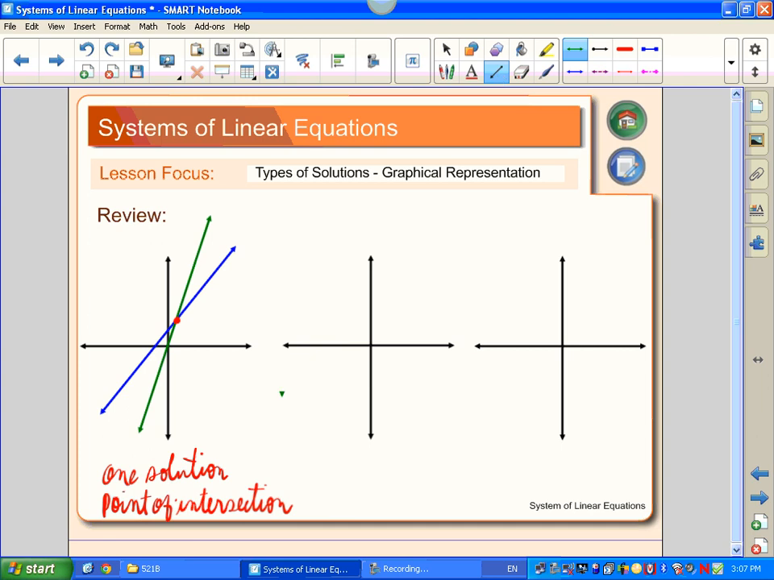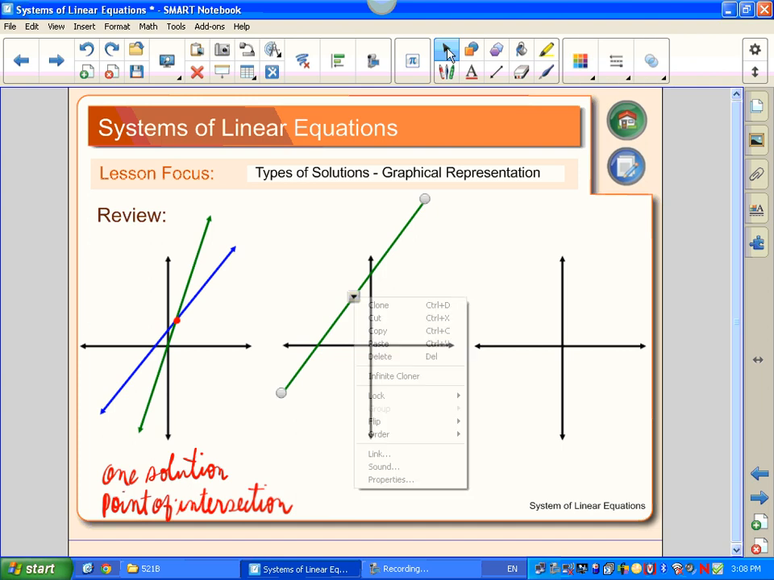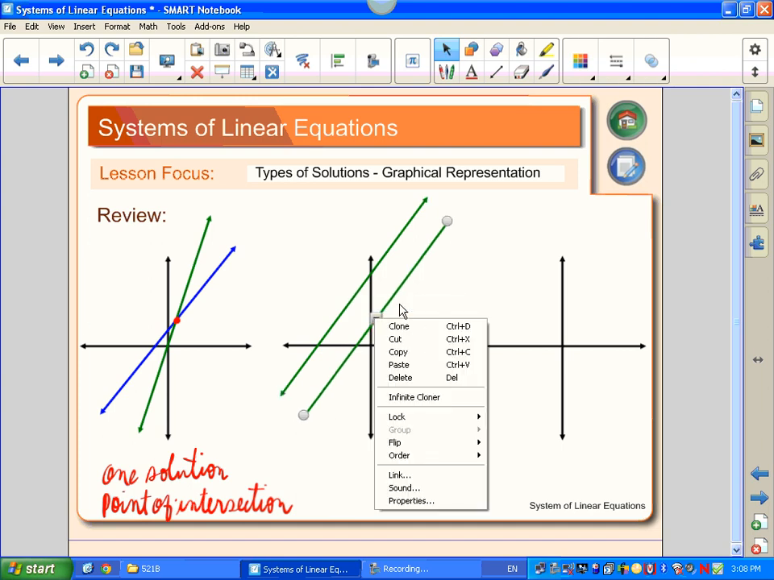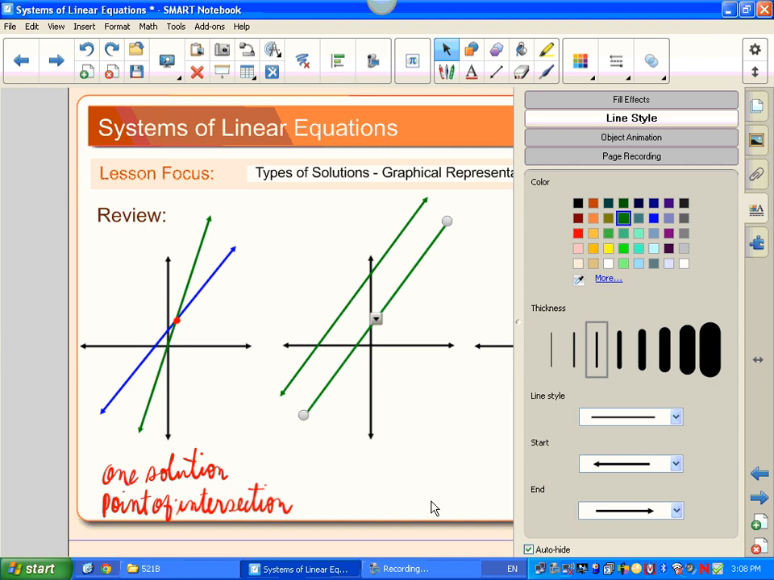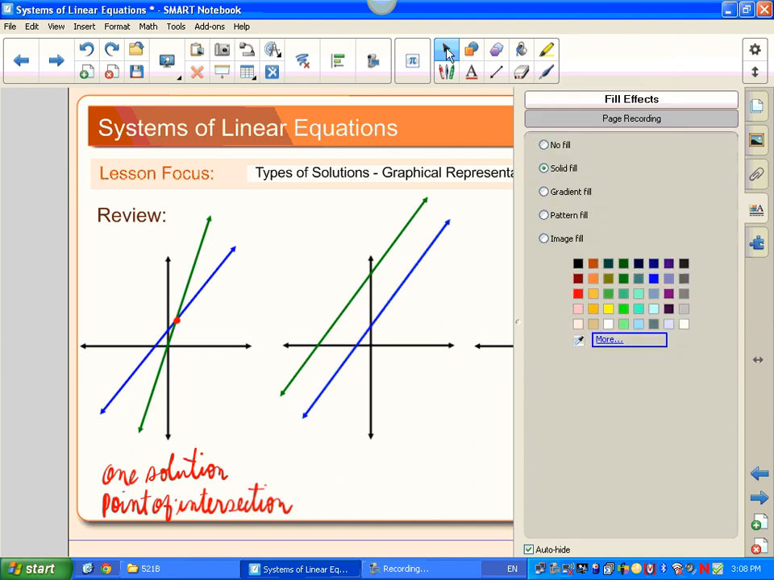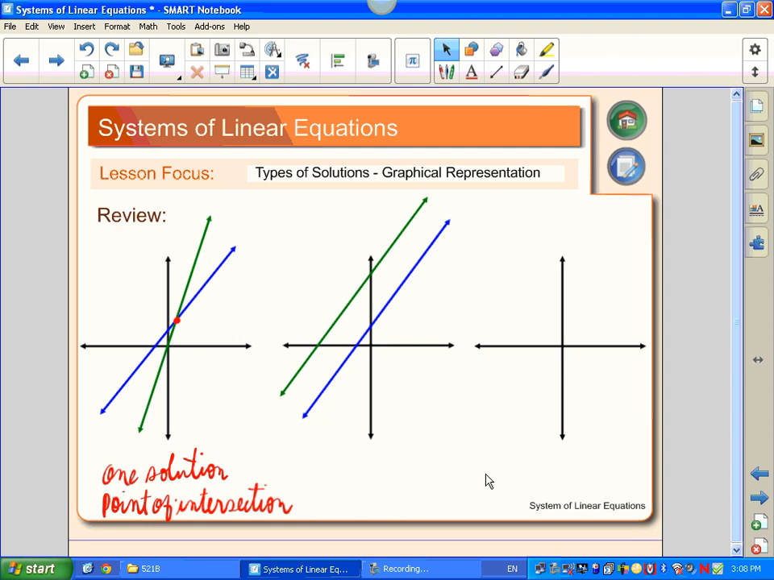Next scenario, a line like this, and I'm really just going to clone this so that I have the exact same line. I'll just color it so you can see it in a different color. In this particular case, we have another special case, and this has no solution. Why does it have no solution? Because there is no point of intersection. These 2 lines are parallel. And there's no point of intersection, there's no solution, because the solution is where the 2 lines meet.